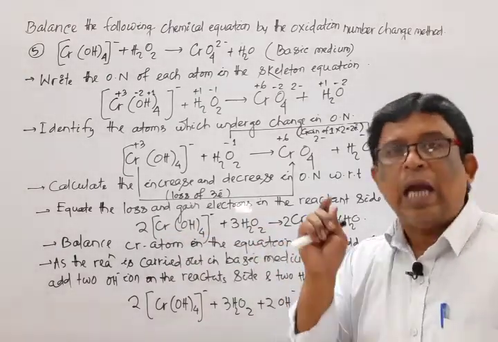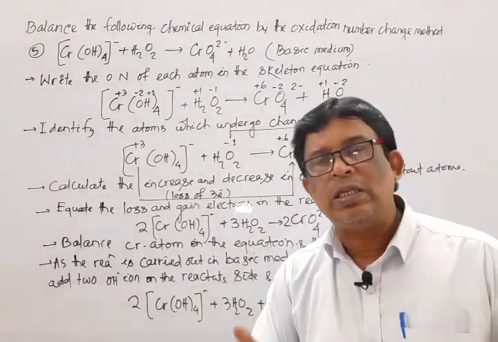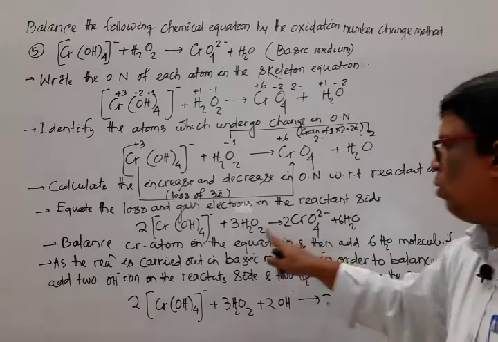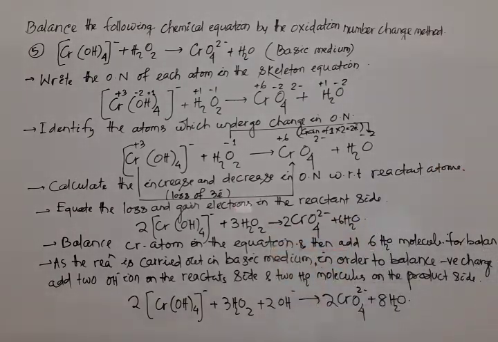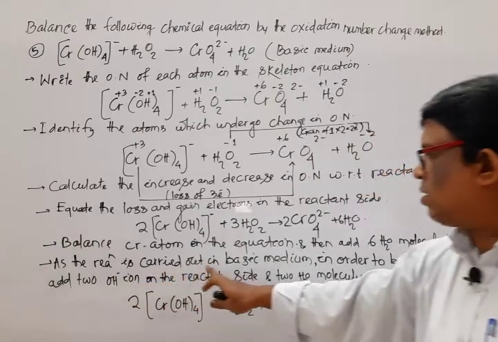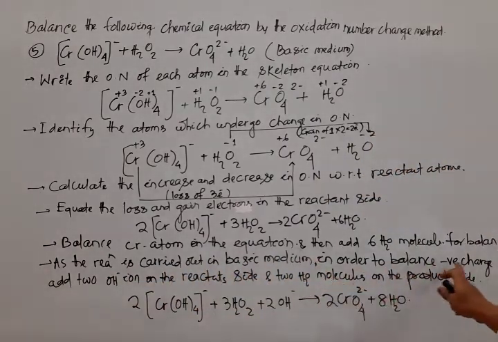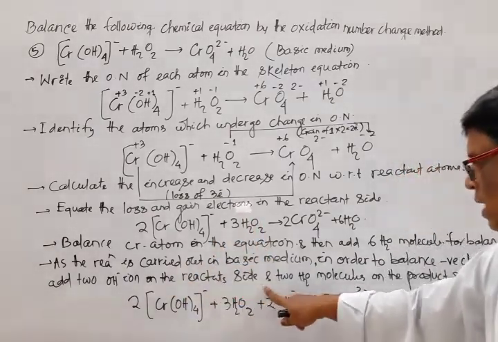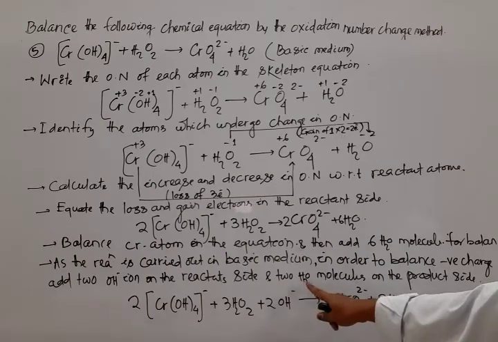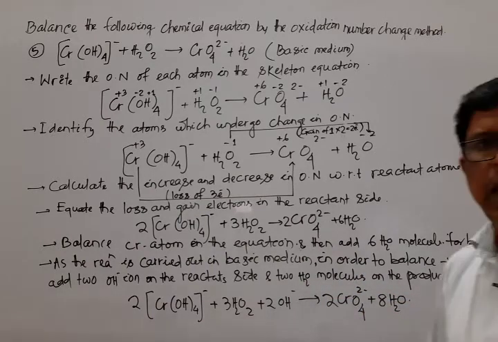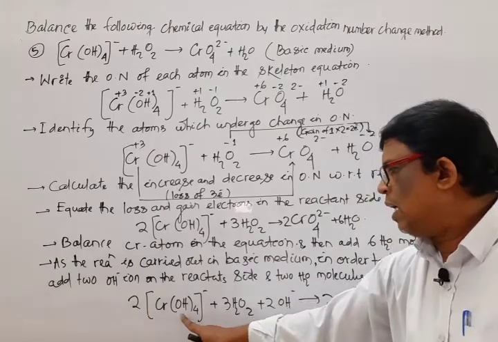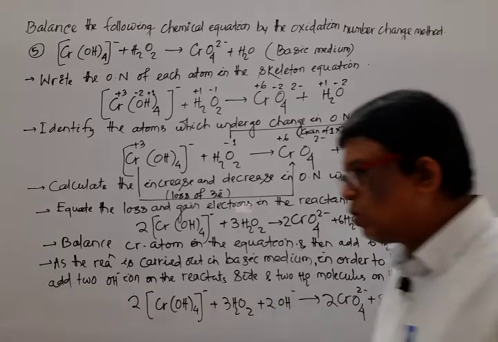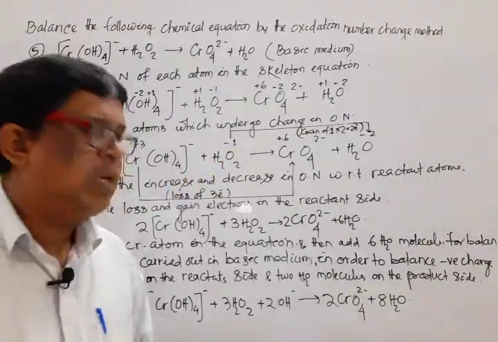And finally, as it is alkali medium, first balance oxygen by adding water on the deficient side. So we add 6 molecules of water on the right hand side for balancing oxygen atoms. As the reaction is carried out in basic medium, in order to balance the negative charge, add 2 OH minus ions on the reactant side, and finally balance the hydrogen atoms by adding 2 water molecules on the product side. Hence, the final equation is 2Cr(OH)4 minus plus 3H2O2 plus 2OH minus give rise to 2CrO4 2 minus and 8H2O.